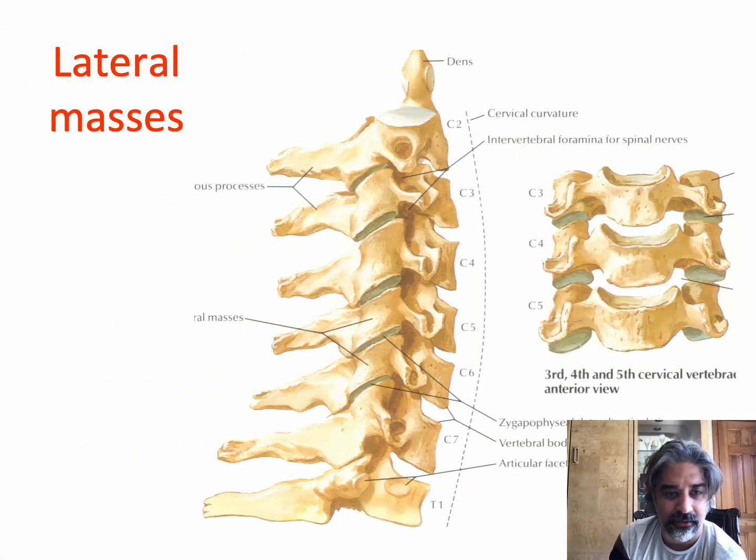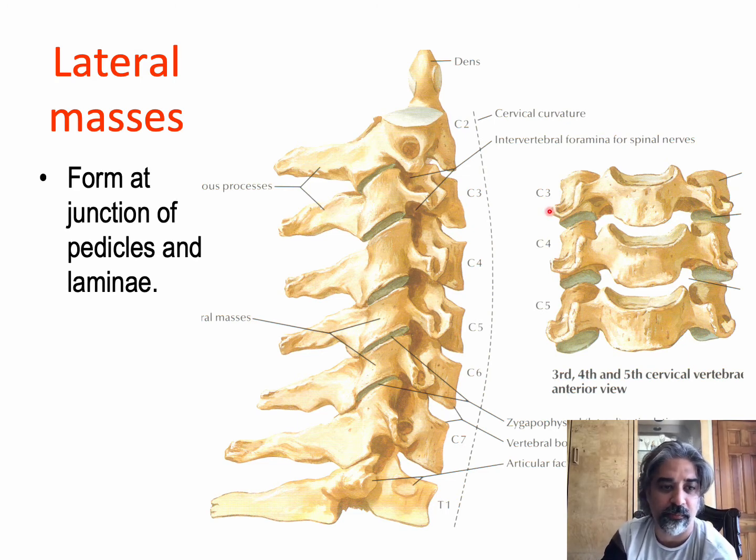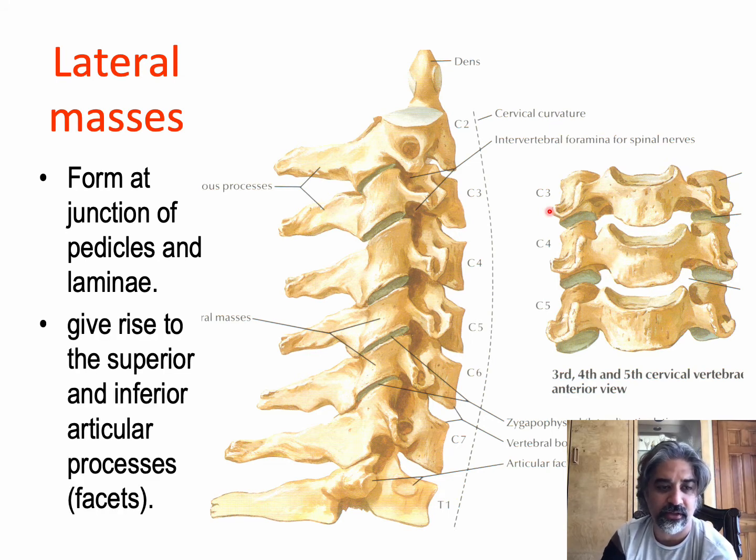The lateral masses, really in this picture, I like it. It's from Netter, and you really see the massiveness of the lateral masses in this as it compares to the vertebral body. They form at the junction of the pedicles and laminae, which you saw in the drawing that I made you do. And it gives rise to the superior and inferior articular processes, or facets. So here's the superior facet of one, here's the superior facet of one, and here's the inferior facet of the other. Two of them combine to form the facet joint.